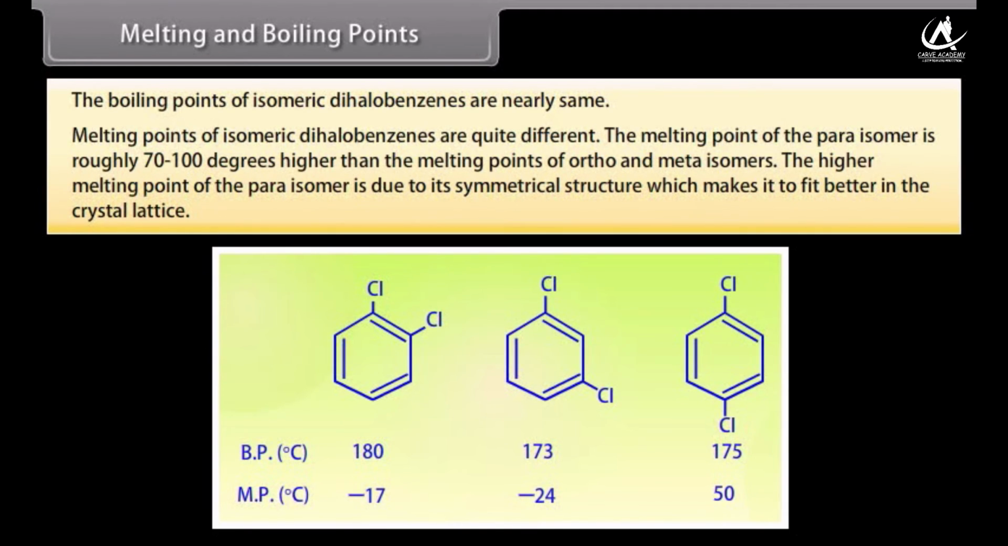The melting point of the para-isomer is roughly 70 to 100 degrees higher than the melting point of ortho and meta-isomers. The higher melting point of the para-isomer is due to its symmetrical structure, which makes it fit better in the crystal lattice.